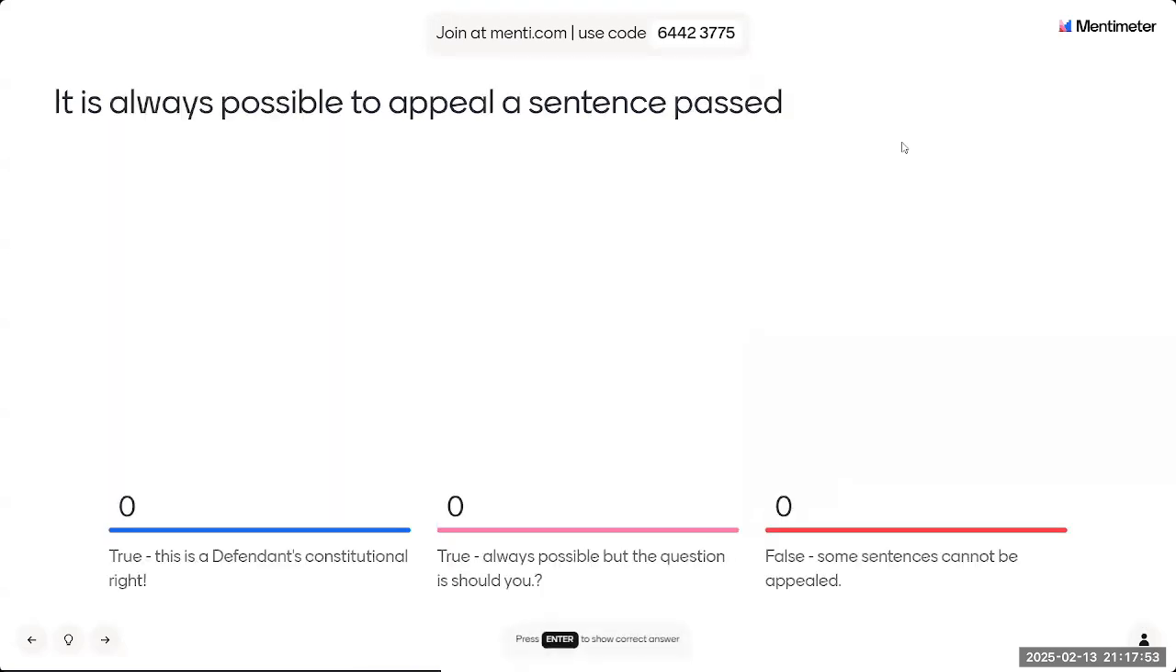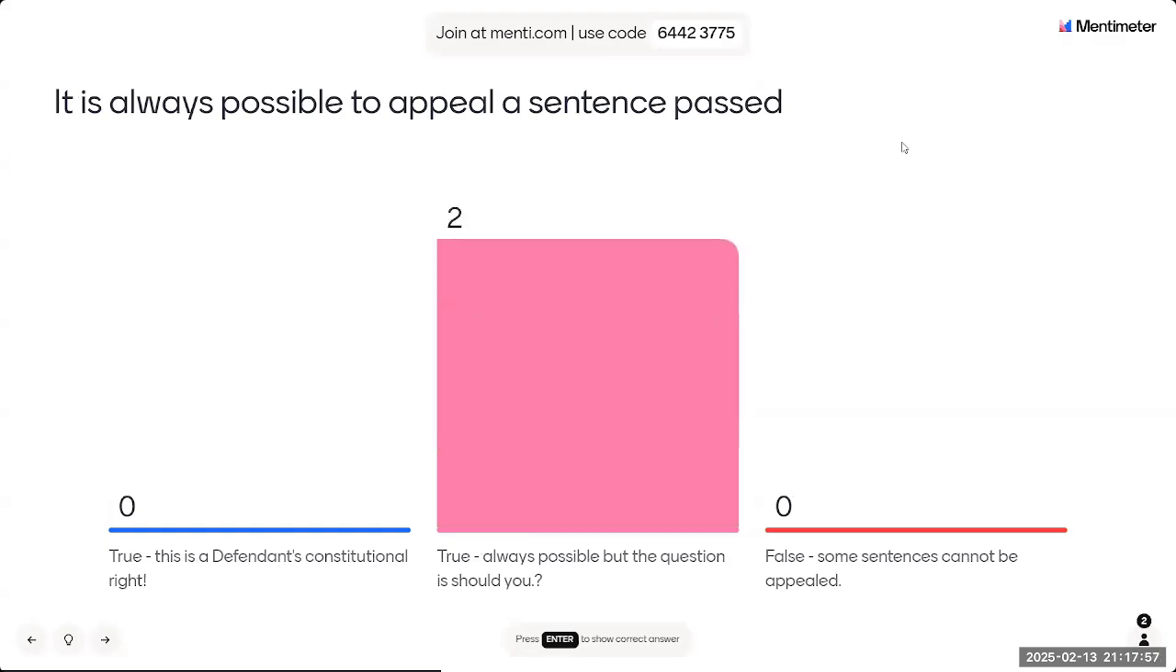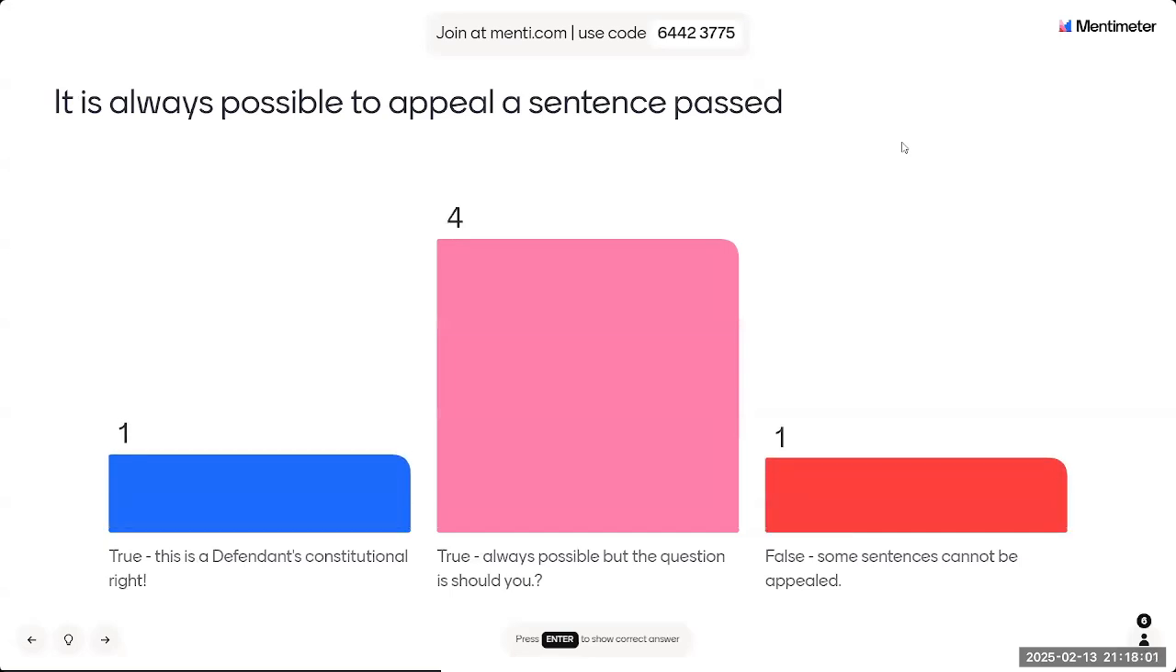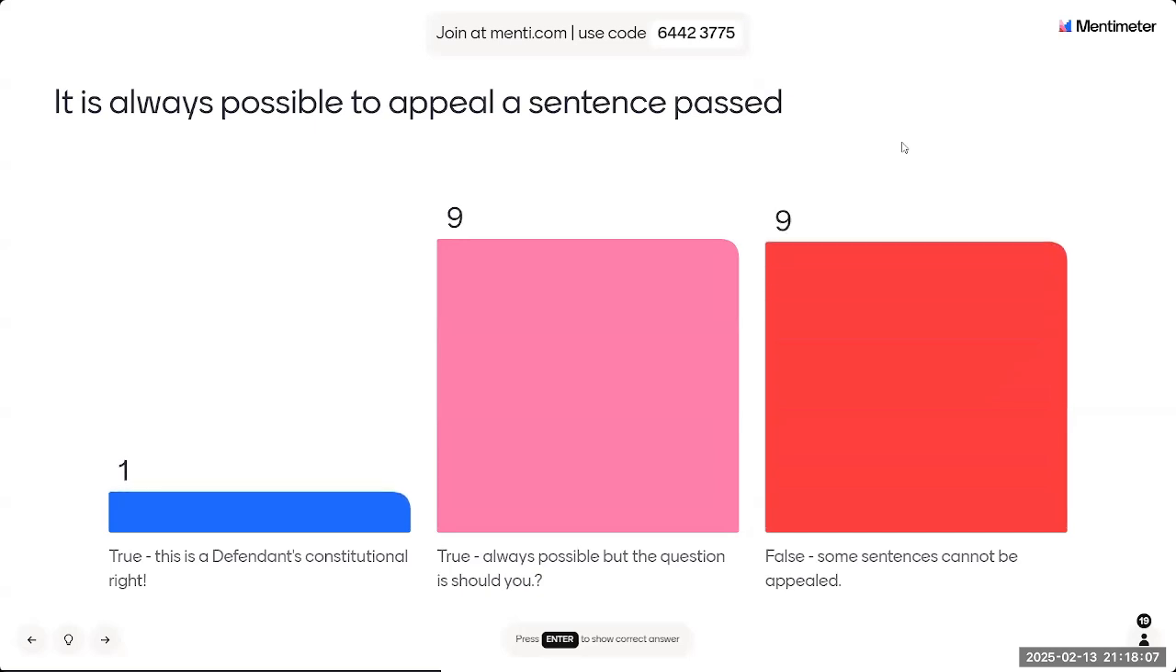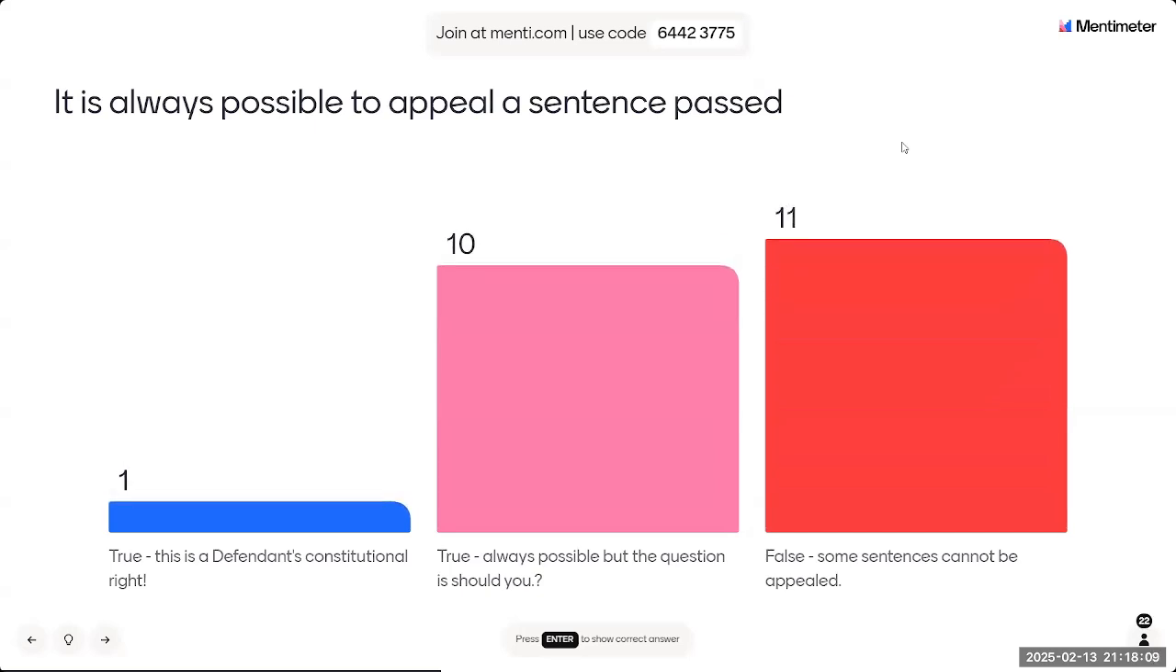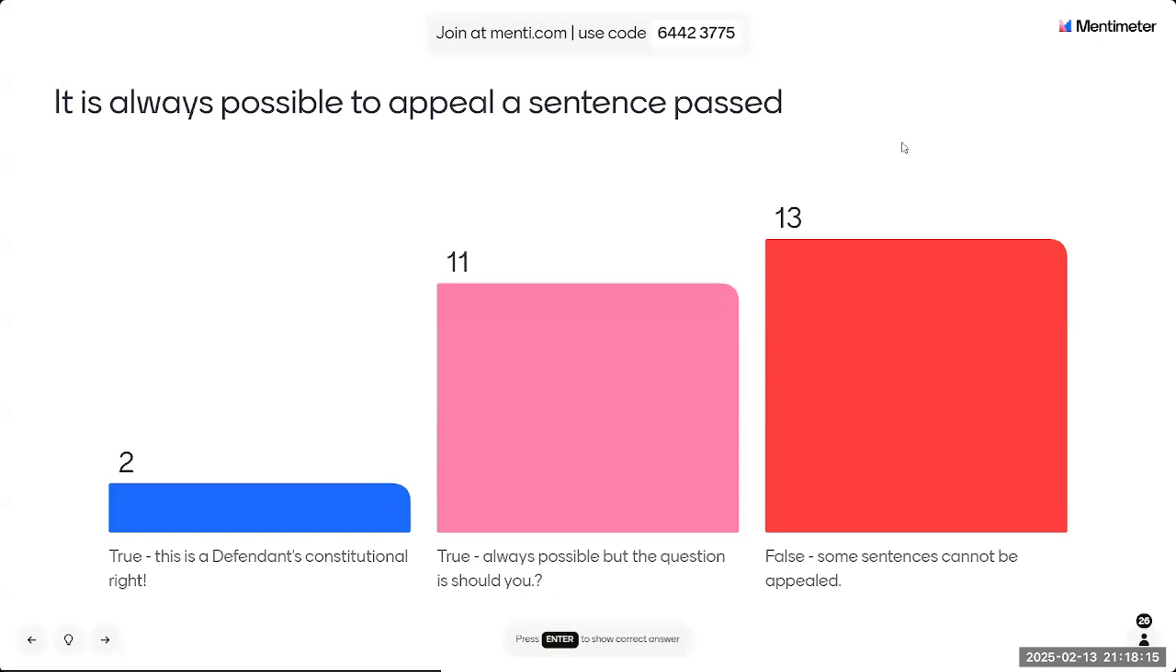It's always possible to appeal a sentence passed. True, this is a defendant's constitutional right. True, always possible, but the question is, should you? Or false, some sentences cannot be appealed. Remember the poor, unfortunate PCLL students who did not know the law on the sentence for murder. Is the sentence for murder appealable if the defendant is 18 or over and convicted of murder?